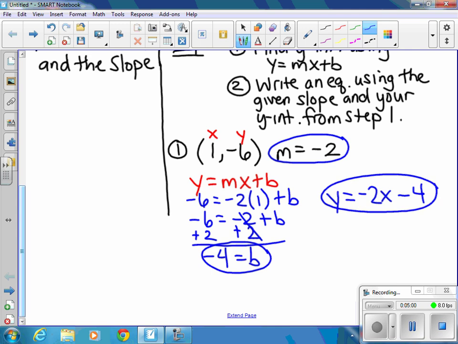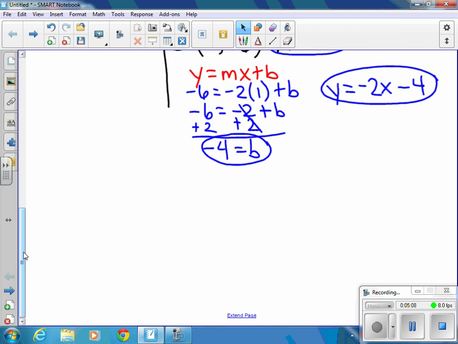Notice how I took the m that was given and the b that I calculated and put them together into the formula and came up with my equation. Okay. So let's try another one.